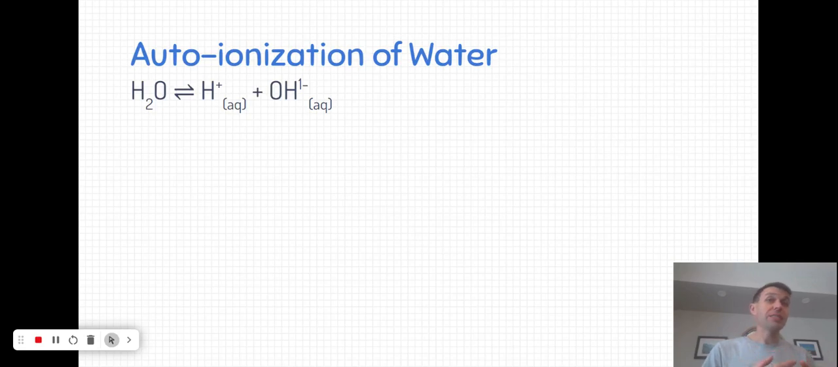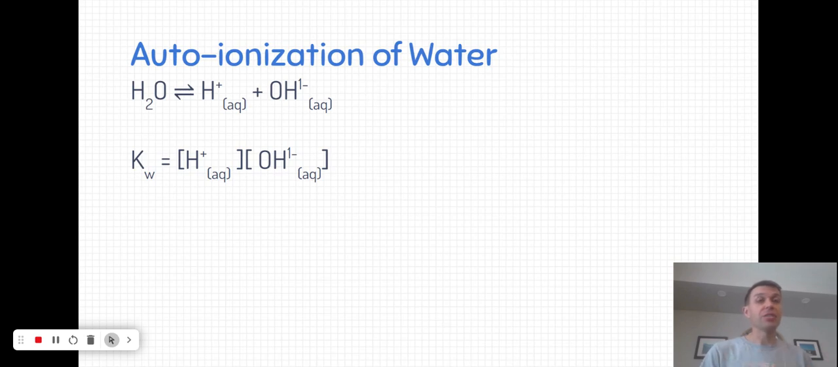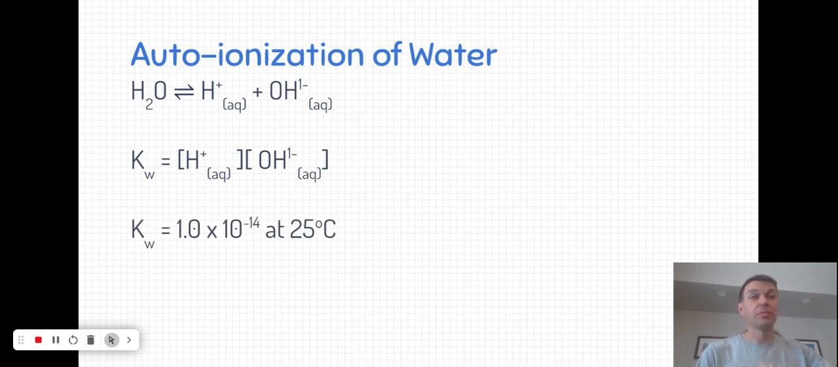If we have an equilibrium system, we can write an equilibrium law expression. Because the water on the left-hand side is a pure substance, the equilibrium law expression for this is just the product of the hydrogen and hydroxide ion concentrations. The equilibrium law constant in this case is given a special symbol called KW, the auto-ionization constant for water. At 25 degrees Celsius, that constant value is 1 times 10 to the negative 14.